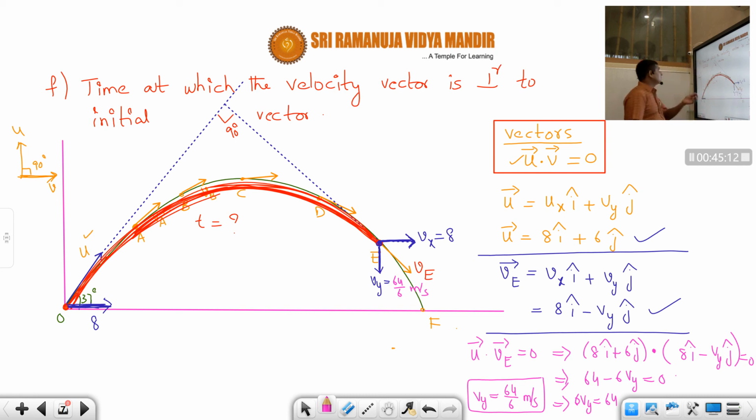Okay, so I got this one as 64 by 6 meters per second. Is this my aim to calculate? No, my aim is to calculate time. What is the time taken from O to E? For that I need to again do what? Two dimensions, x and y. In x direction I know ux is equal to 8, ax is equal to 0. In y direction I know uy is equal to 6, ay is equal to minus 10. Now I need to calculate time, correct or not, students?